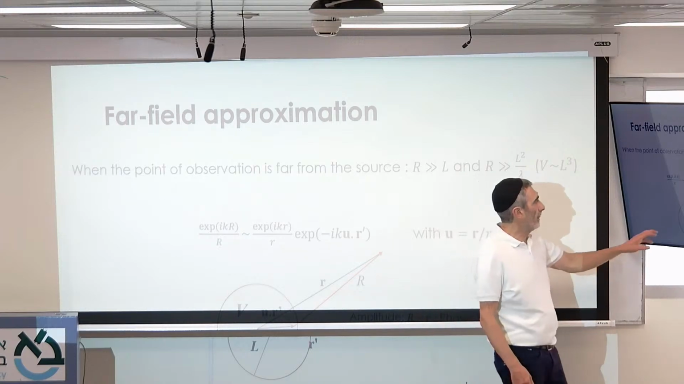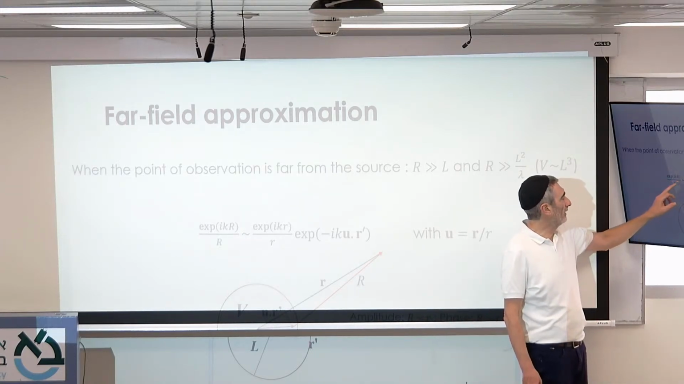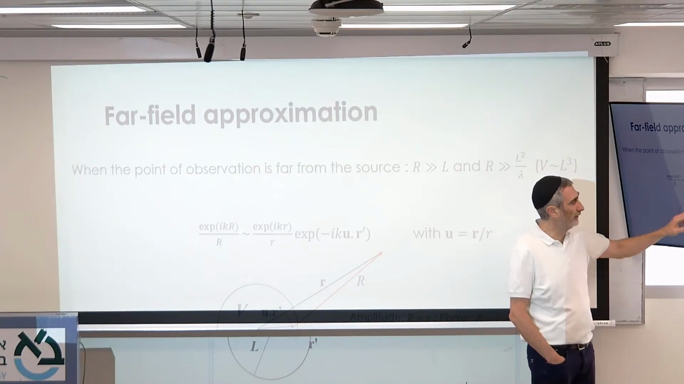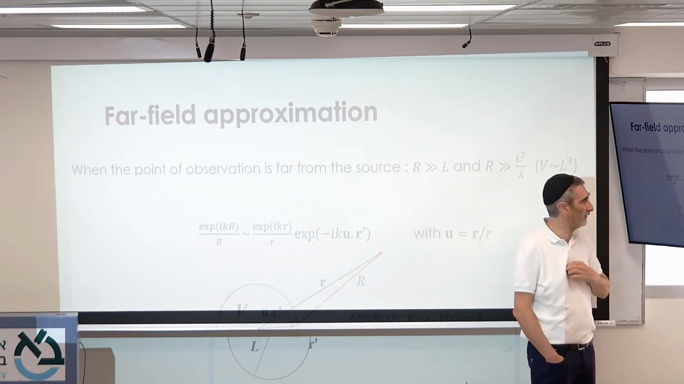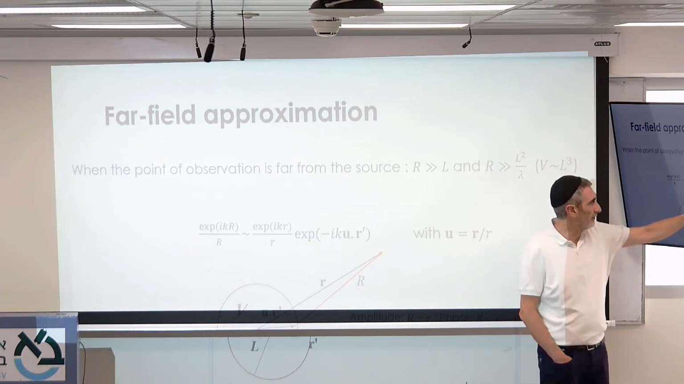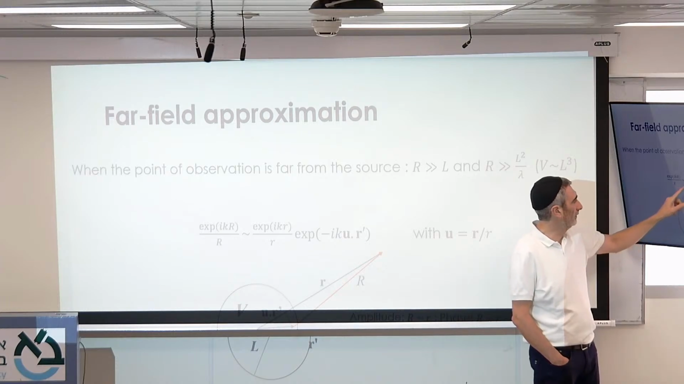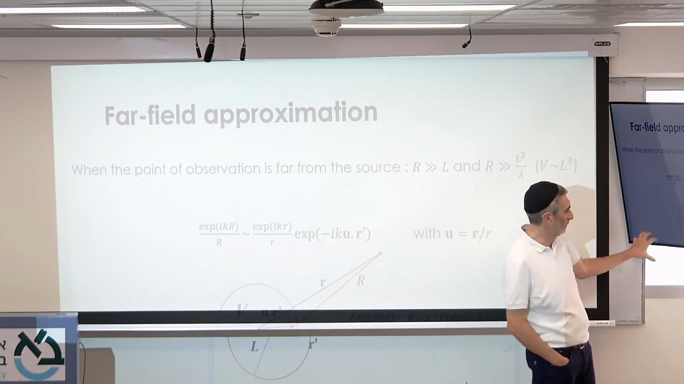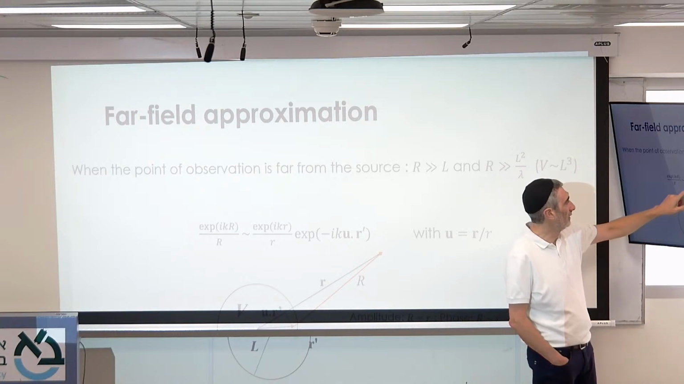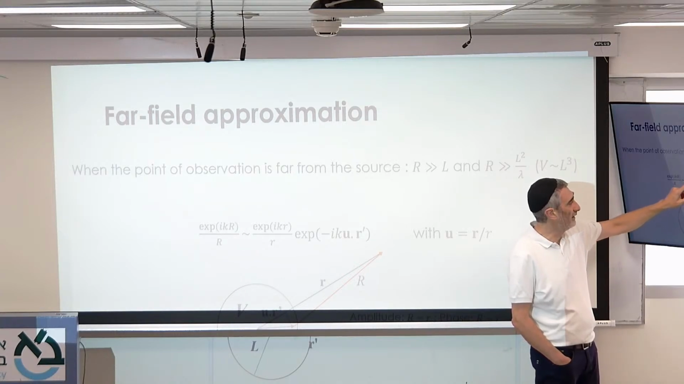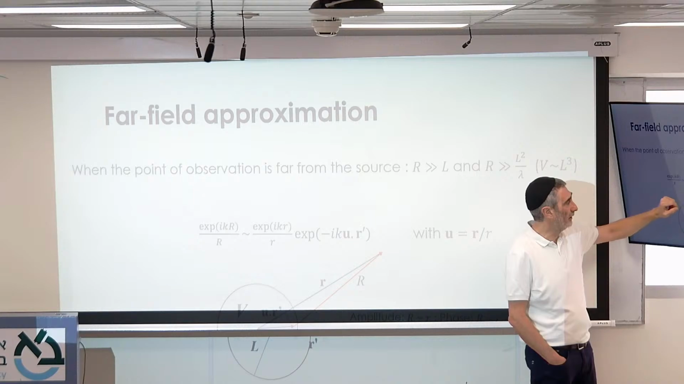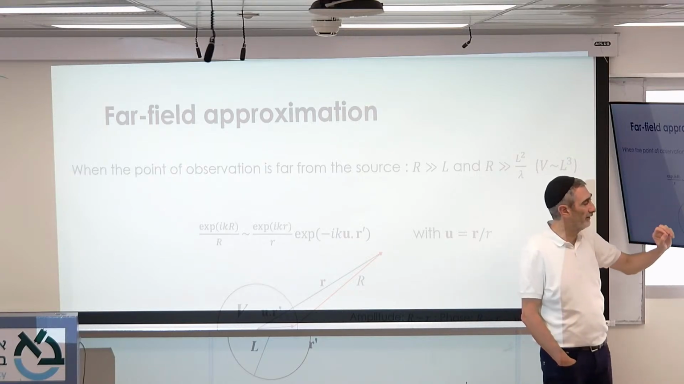You have exponential ikR over R. 1 over R is the amplitude, so R can be approximated by the small r here. Not very different. Imagine that this is very far away from that point. And for the phase term, ikR, we want to be a little more precise.